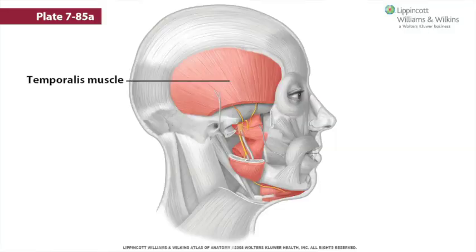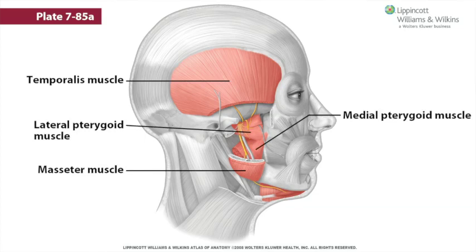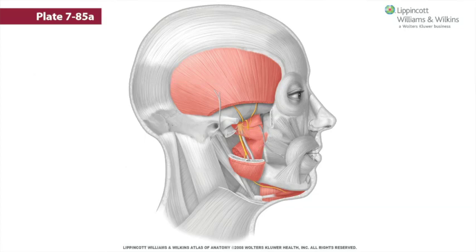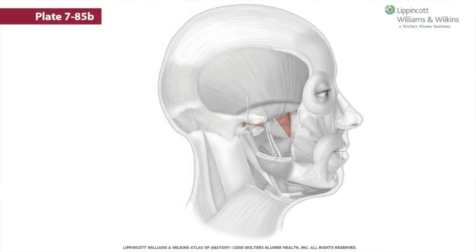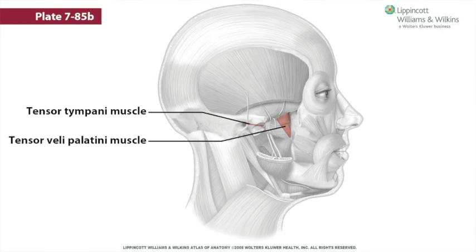The 8 muscles receiving motor innervation from the mandibular division of the trigeminal nerve are the temporalis, the masseter, and the lateral and medial pterygoids. 2 muscles innervated by the mylohyoid nerve, the anterior belly of the digastric muscle, and the mylohyoid muscle. And 2 tensor muscles, the tensor tympani of the middle ear and the tensor veli palatini of the palate.